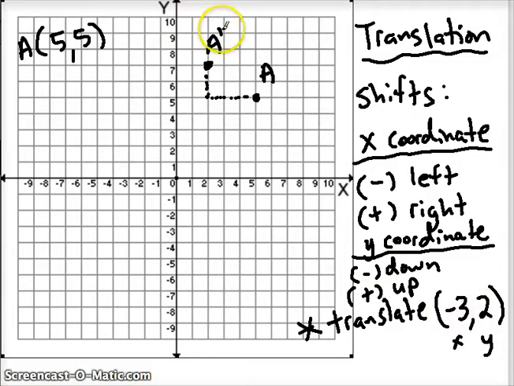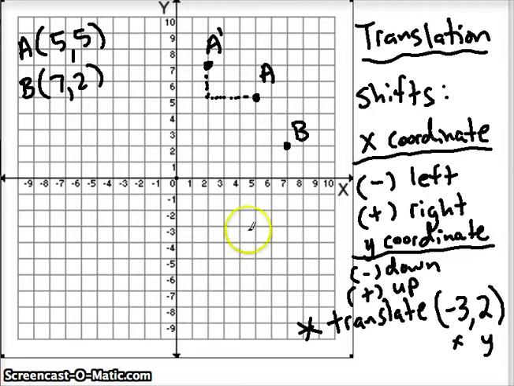And again, our translated or transformed point gets that apostrophe next to it, so we can always make sure we know what's the difference. This is our original, this is our translated point. Alright, let's try another one. Let's try and put a B at 7, 2. 7, 2 right there, and that's our B original.